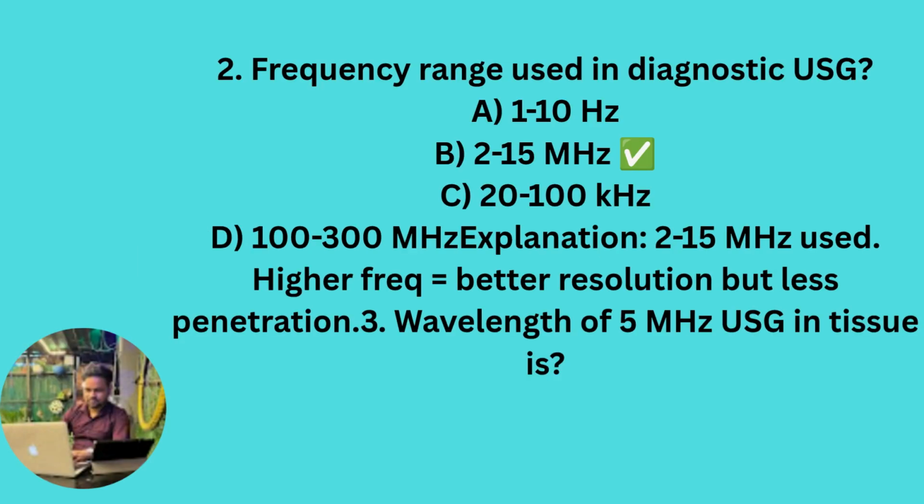Another one. Which frequency range is used in diagnostic USG? This is the most important question. First, A. 1 to 10 Hz, B. 2 to 15 megahertz, C. 20 to 100 kilohertz, and D. 100 to 300 megahertz. Answer is 2 to 15 megahertz.